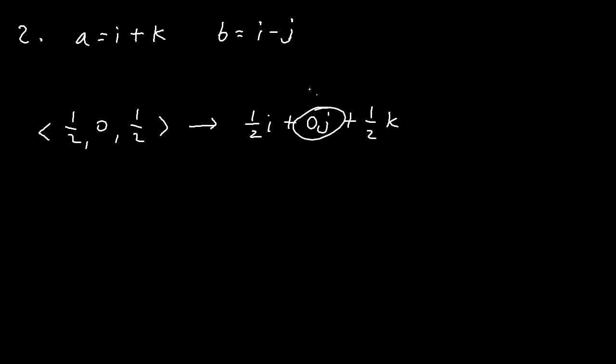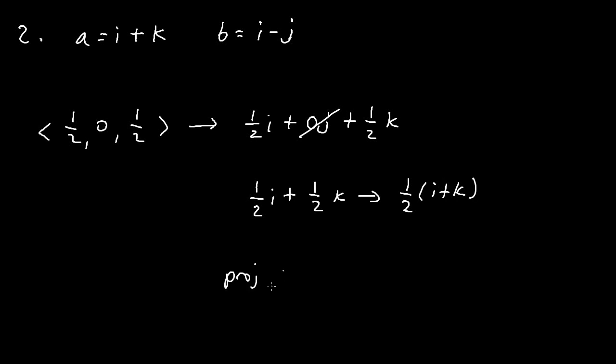Since 0 times j is just 0, we can go ahead and eliminate that. And so we get 1/2 i plus 1/2 k. We go ahead and factor out that 1/2. So we get i plus k. And so the final vector projection of b onto a is going to be equal to (i plus k) over 2.